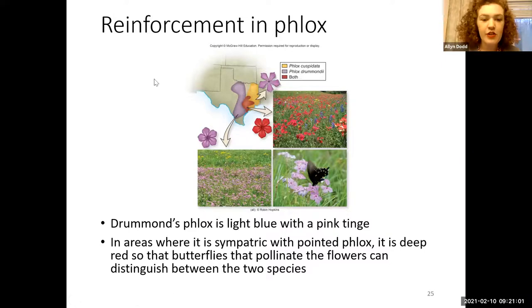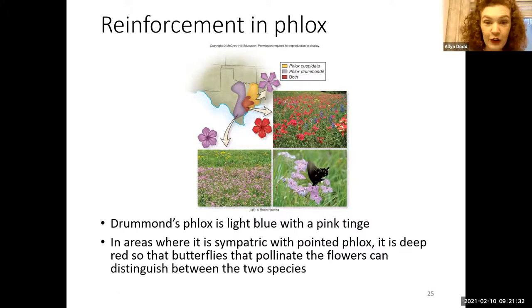This is a picture of Drummond's phlox. This is a picture of pointed phlox. So Phlox drummondii and Phlox cuspidata, and they overlap in their ranges. Drummond's phlox looks like this. It's kind of like periwinkle, kind of light bluish in this part of its range. And pointed phlox is very similar, okay?